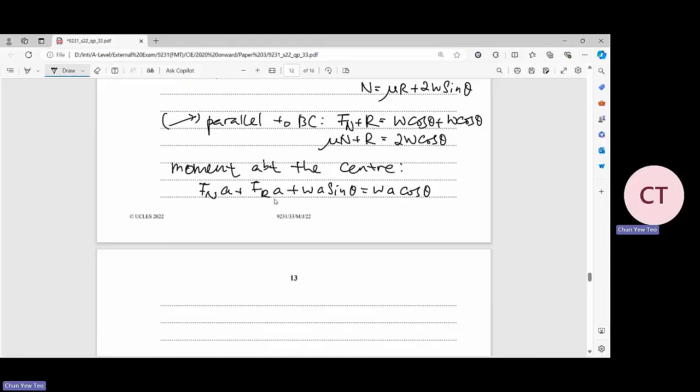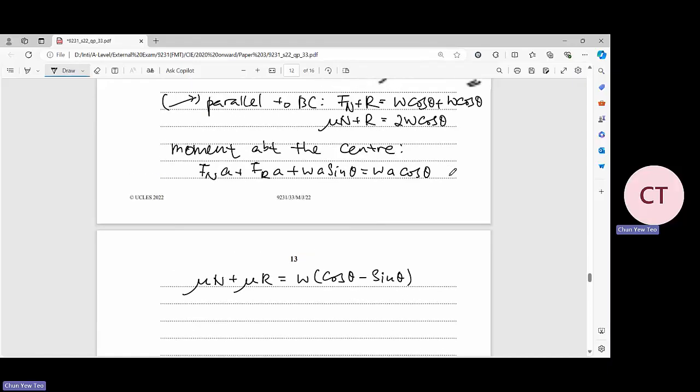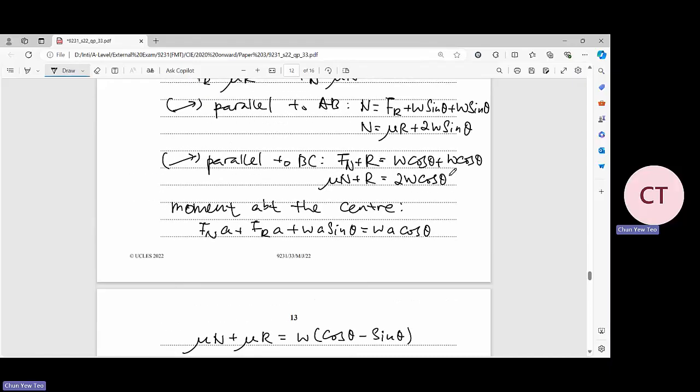Okay, so you can cancel all the A. If you cancel all the A, you get mu N plus mu R is equal to W times cos theta minus sine theta. Okay, so over here you can see that we can get rid of the theta by trying to combine them together.